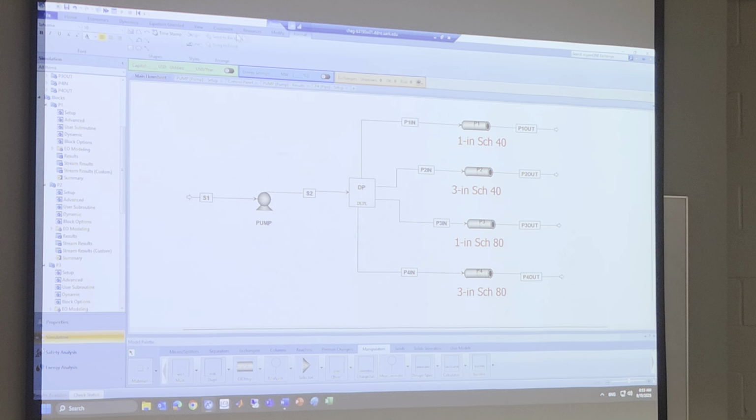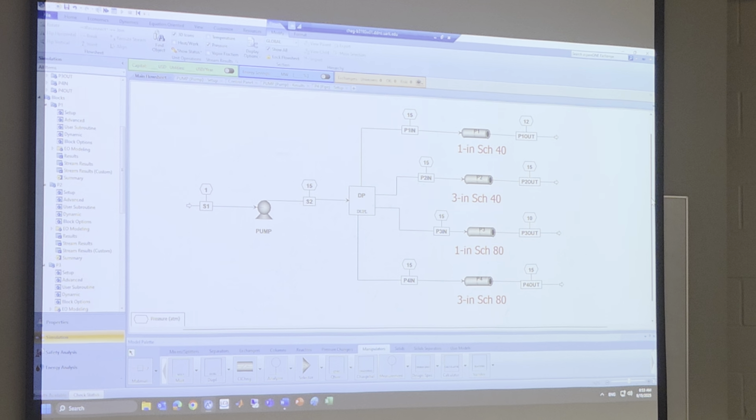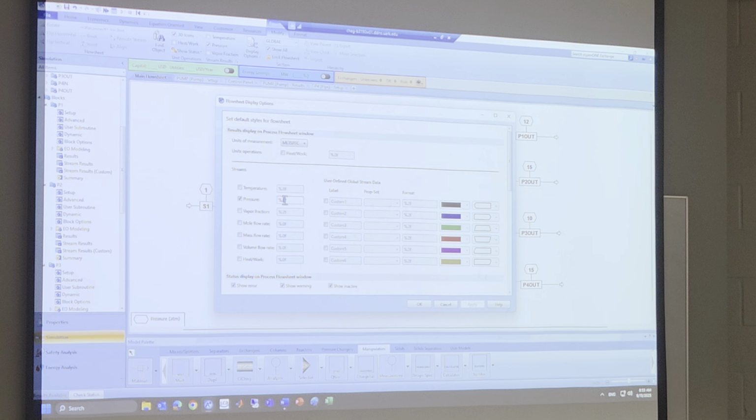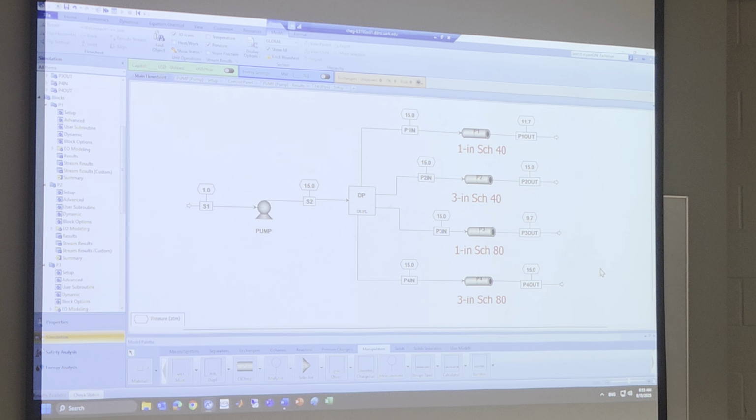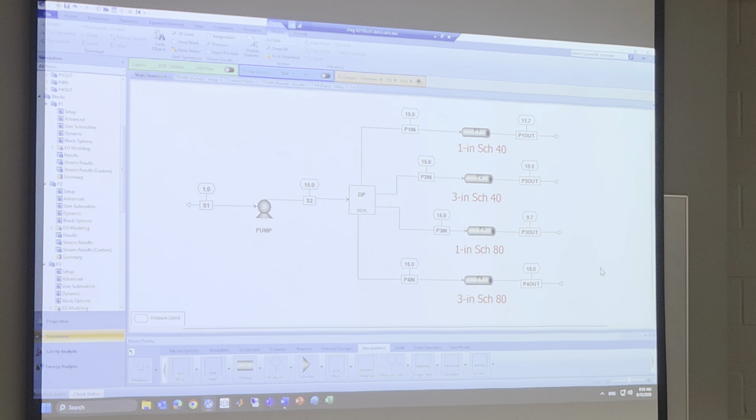So if I check my pressure profile, can I use 1 decimal point? So over here, I can check. So we can see in 1 decimal point. If we use 3 inch schedule 40 or 80, as you can see, we do not have any pressure dropping, right? So measuring pressure drop is very important in industry, especially for pumping and piping system.